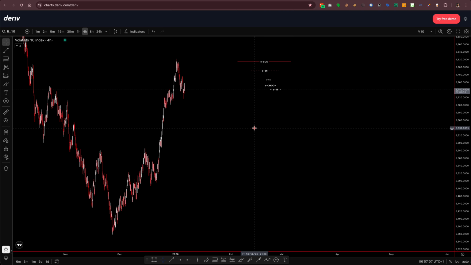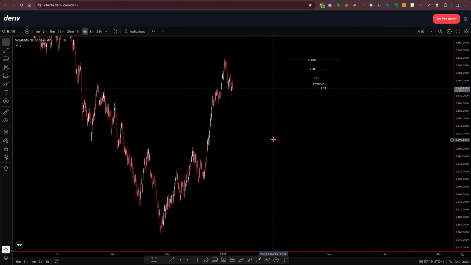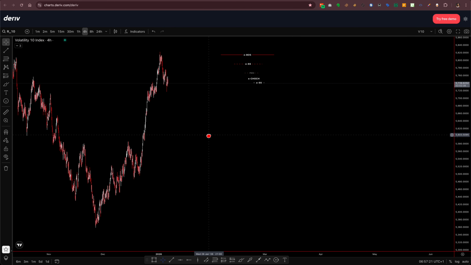Identify zones, right, pressure points where we know price is most likely to react from, and understand what price is responding to. Okay, and we'll be doing our top down analysis from the higher time frame.